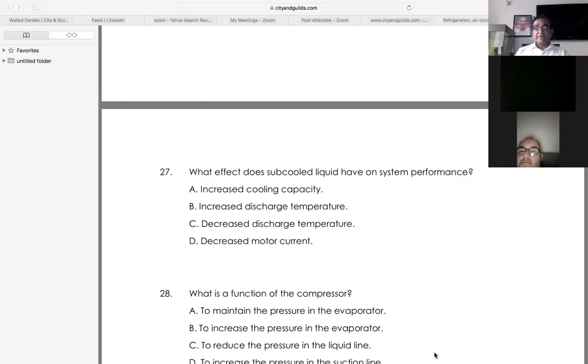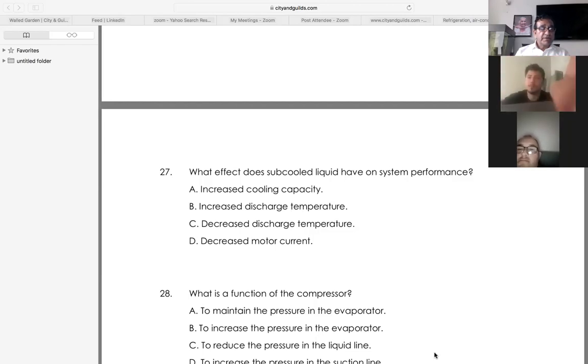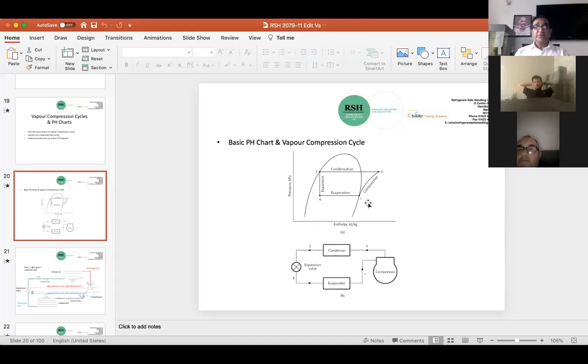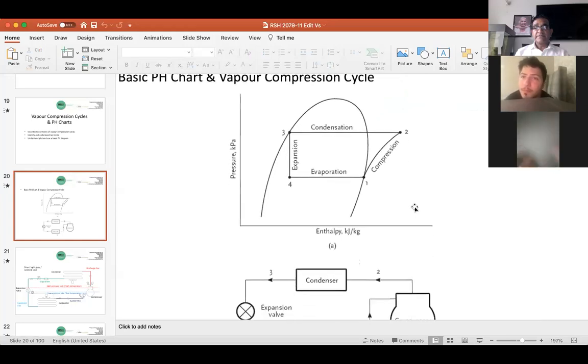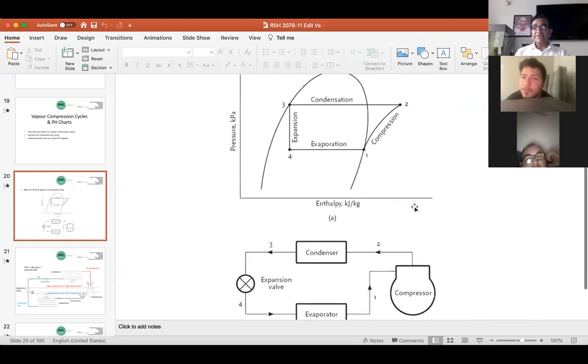Okay, now I'm just going to do something. Right. Let me stop screen share, and then I'm going to share another screen. Right. Can you see this screen now? Yes. Okay. Can you see this? Yeah, basic pH chart.